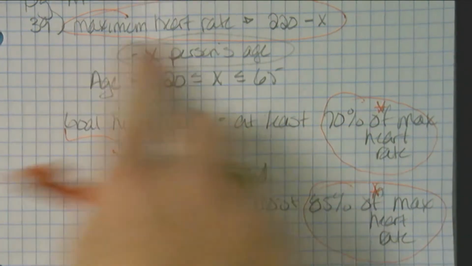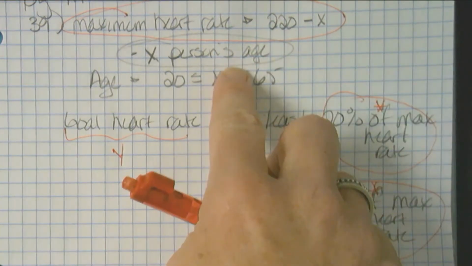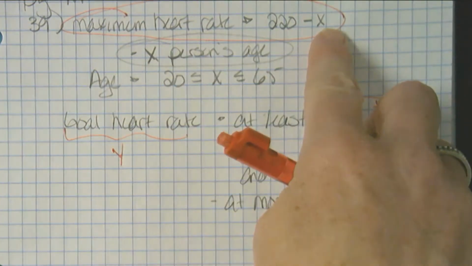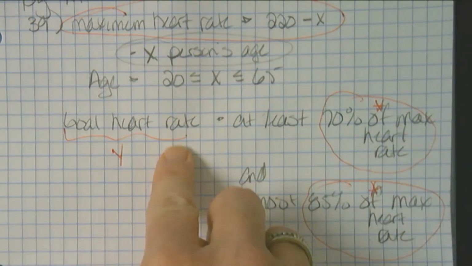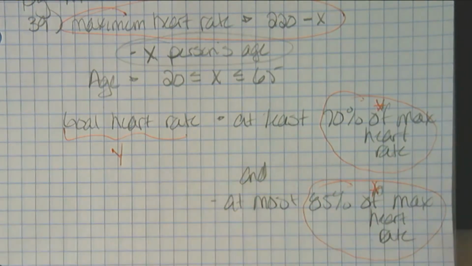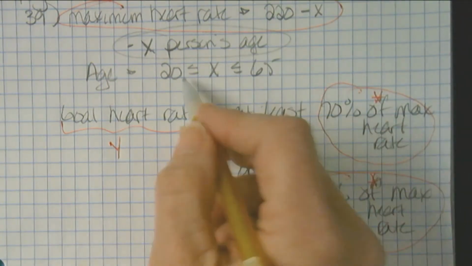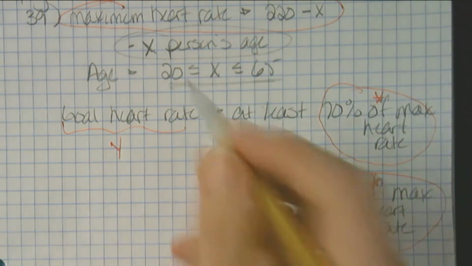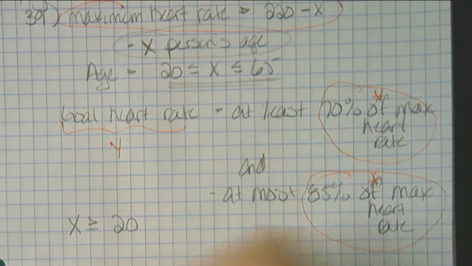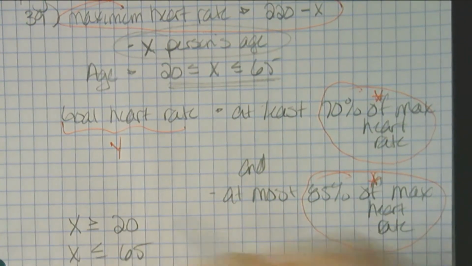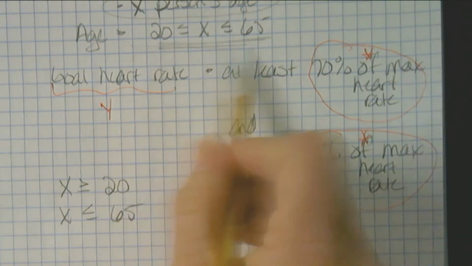We have an expression for the maximum heart rate, 220 minus x, that has x involved in it. So while we don't know the maximum heart rate, we do have an expression that we can use in finding the goal heart rate. If I take what I know here, I have one equation, and I would break that into two inequalities: x is greater than or equal to 20, and x is less than or equal to 65. So there are my first set of inequalities, based on our age requirements.